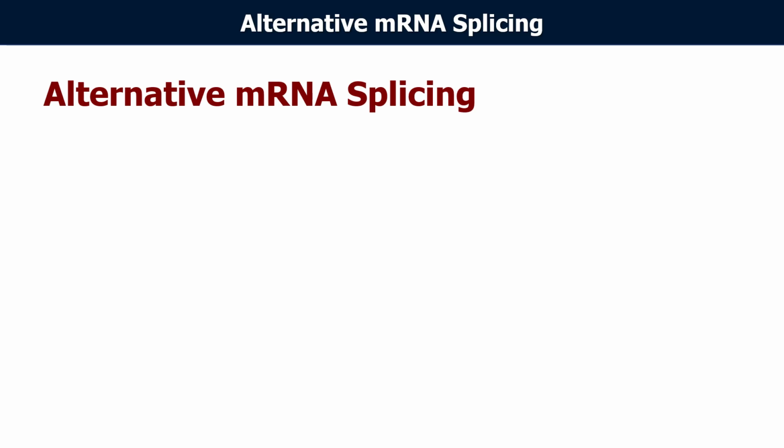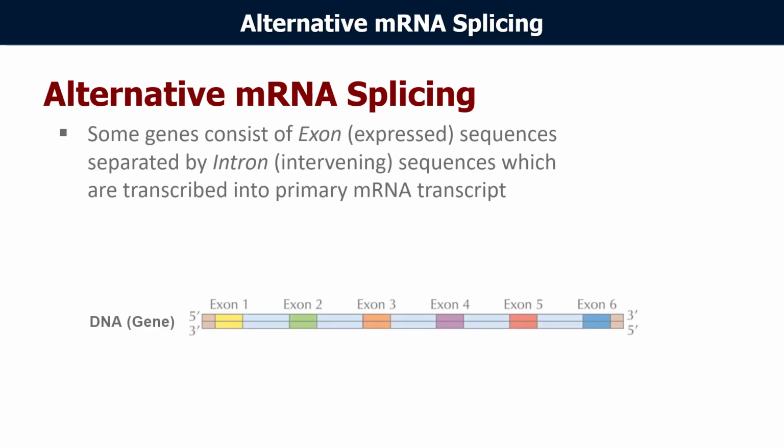This does not occur in every case. In fact, many genes do not involve alternative mRNA splicing. But some do, and so that's why we want to talk about what this is, because it's a pretty fascinating concept with some interesting implications.